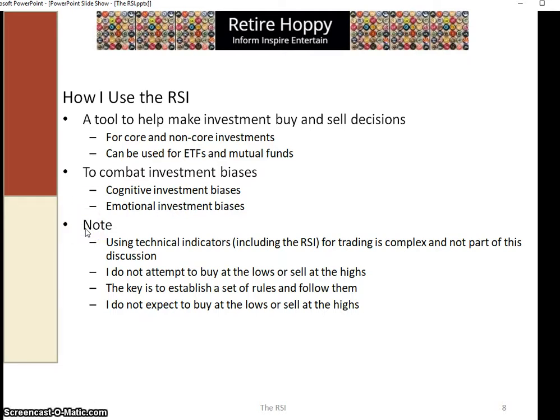Note, using technical indicators, including the RSI for trading, is complex and not part of this discussion. I do not attempt to buy at the lows or sell at the highs. The key is to establish a set of rules and follow them. I do not expect to buy at the lows and sell at the highs. It's worth repeating. It's just a timing mechanism to try to give me the best chance of making the best investment decision in an unbiased manner that I can.